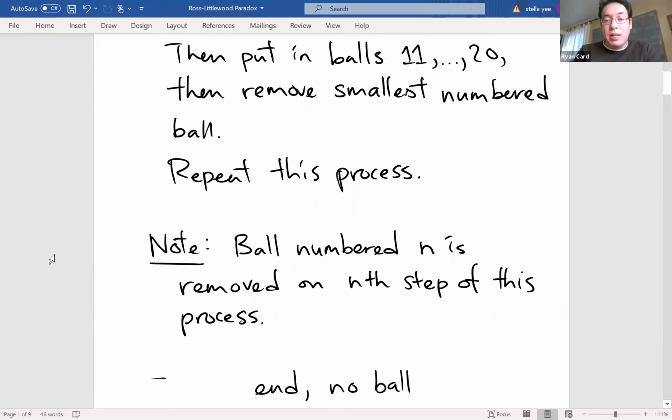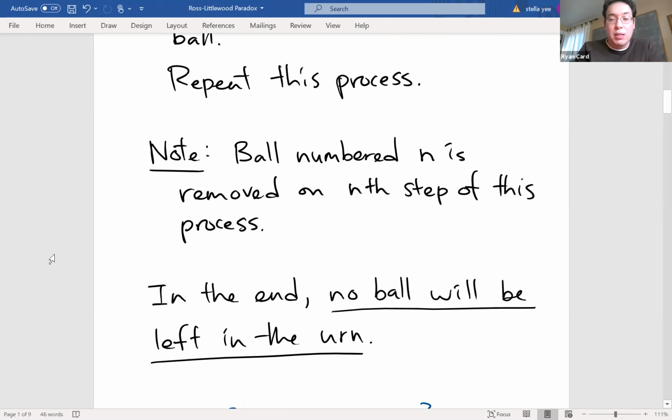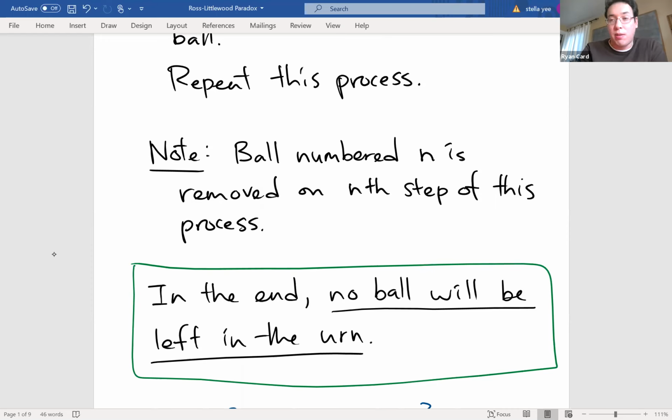So one thing that you might have noticed is that the ball numbered n is removed on the nth step of this process. So ball number 1 was removed on the first step, ball number 2 was removed on the second step, and ball number 17 will be removed on the 17th step of this process. So every ball, 5 bajillion, is going to be removed on the 5 bajillionth step of this process. So every ball is eventually removed from this urn. So although it may sound strange, no ball will be inside of the urn at noon.